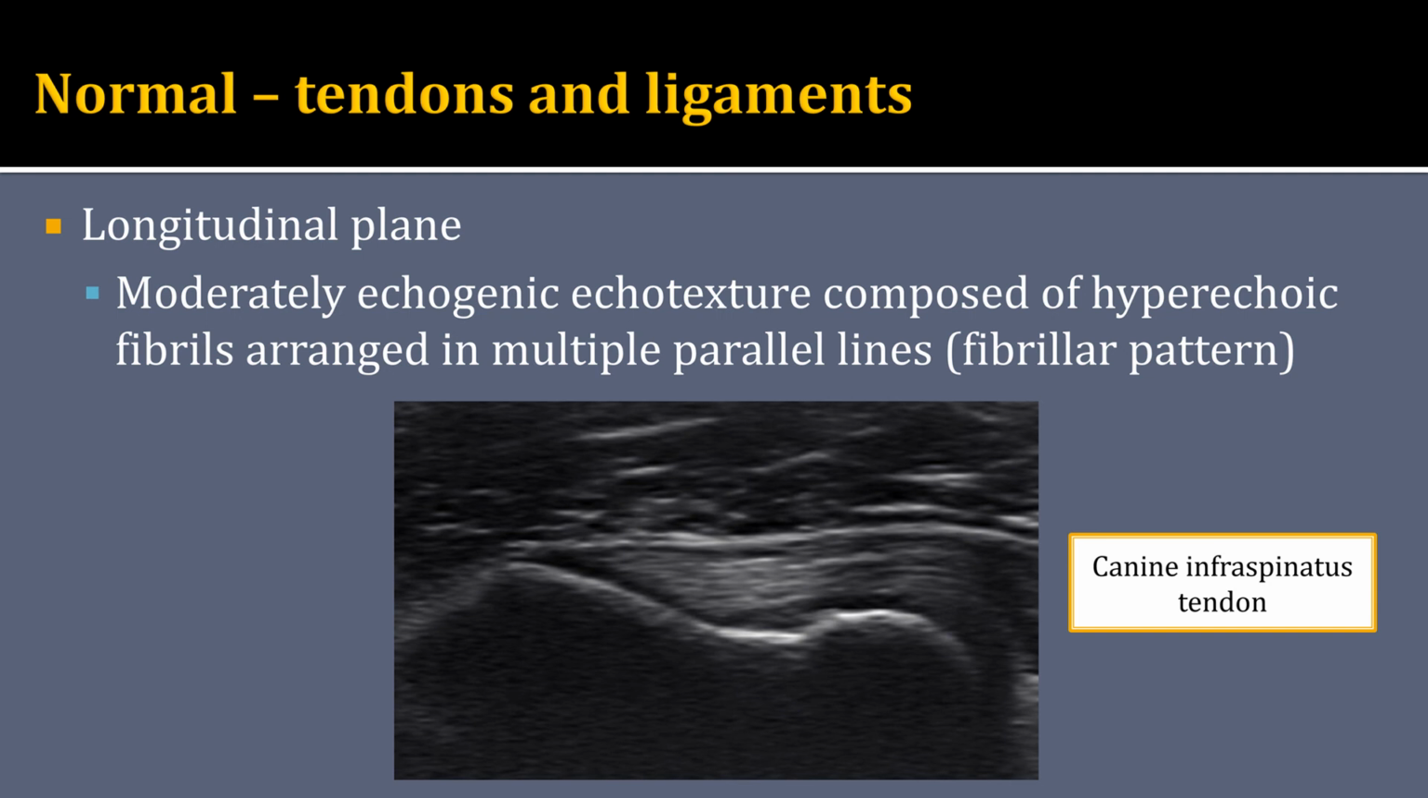So when we look at tendons and ligaments, let's start with the longitudinal plane. And we're going to use tendons for our example, but remember that ligaments will have a similar appearance. So in longitudinal plane, the tendon will be moderately echogenic with moderately echogenic echotexture, and it is composed of hyperechoic fibrils, which are these hyperechoic lines that are multiple and parallel. And we will oftentimes refer to this as a fibrillar pattern. So this is an image of the canine infraspinatus tendon located in between the larger arrows, and you'll notice these nice bright parallel lines of the fiber pattern.